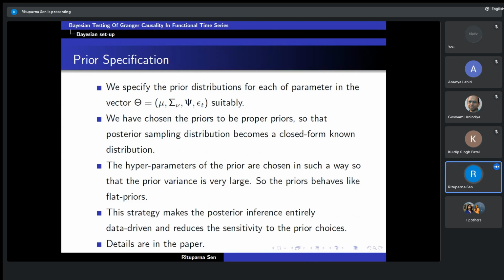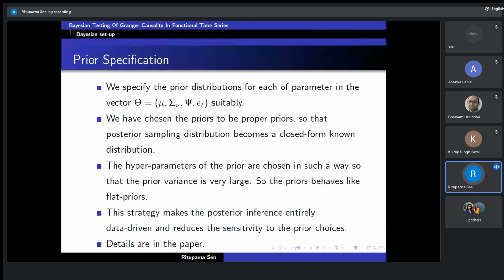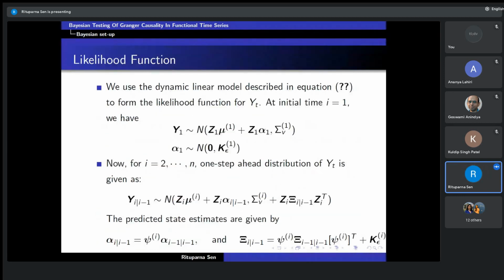We're trying to keep this as objective as possible, so we make them flat priors, giving a very big variance. This strategy makes the posterior inference entirely data driven and reduces the sensitivity to prior choices. Again, further details are in the paper, exactly what priors we are using and all the computations. Then we have to look at the likelihood. So this is the prior, and then we look at the likelihood, put them together, and get the posterior.